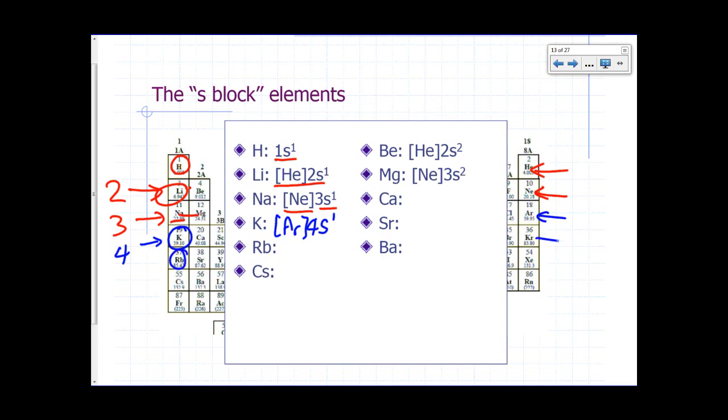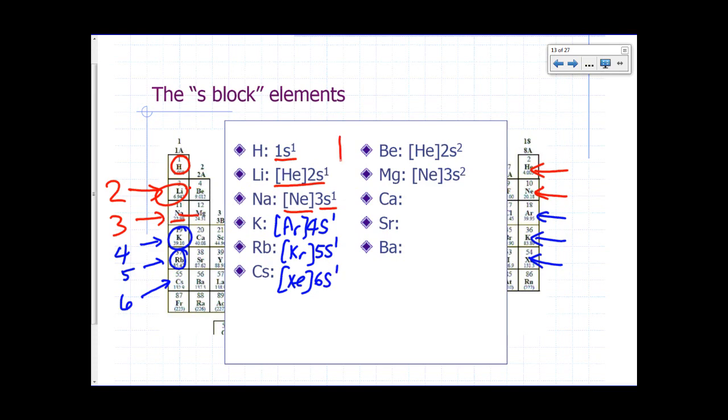Rubidium comes after krypton, so 1 more electron compared to krypton. So it's going to have a krypton core, and then the next orbital to be filled would be the 5s orbital, so 5s1. This is row number 5. And then cesium comes after xenon, so it's going to have a xenon core, and then after that, 1 more electron. That extra electron is going to be in the 6s orbital.